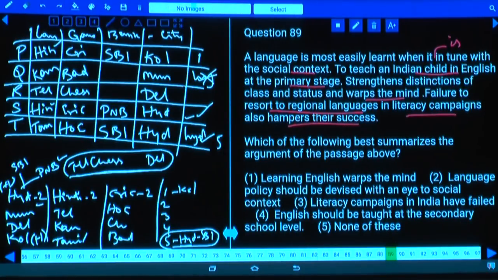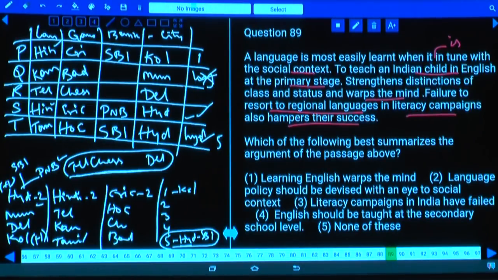Which of the following best summarizes the argument of the passage? Yes, what is the passage here? Now the passage is talking about what? In order to teach the Indian student English in the primary stage, what ought to be linked here?